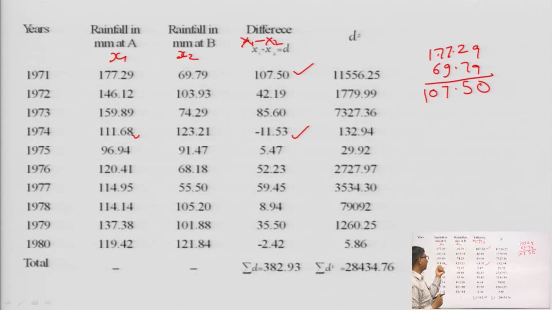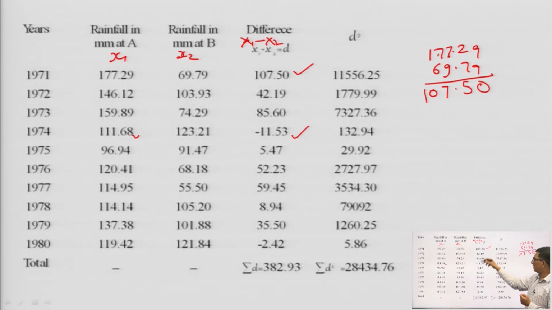So, either x1 is smaller or larger, you always subtract x2 from x1. So, as here x1 is smaller, so it becomes negative. Now, in the second case 96.94 minus 91.47, it will be equal to 5.47. Similarly, 120.41 minus 68.18, it becomes 52.23 and so on. So, this is the difference.